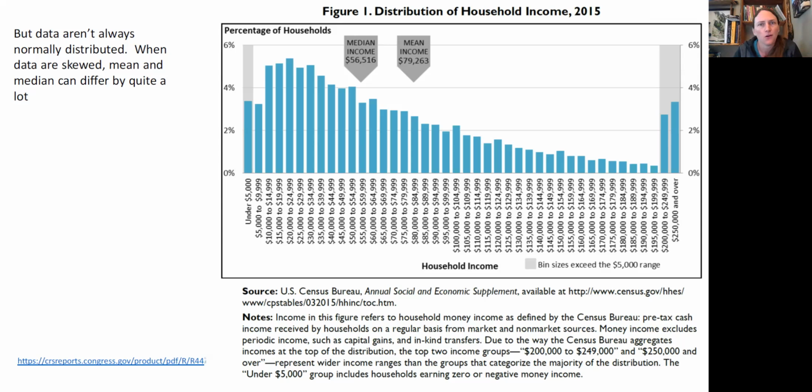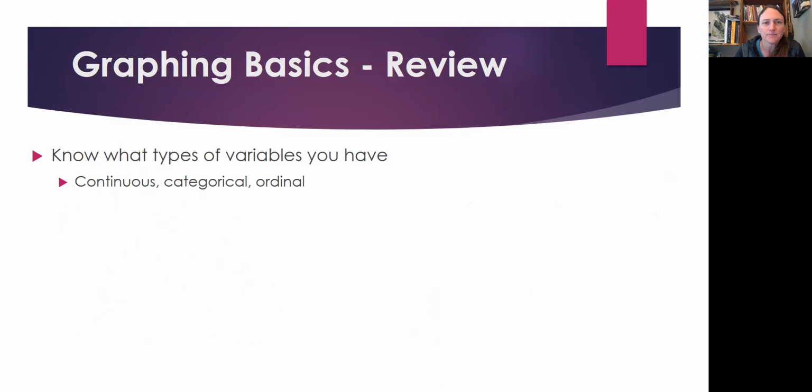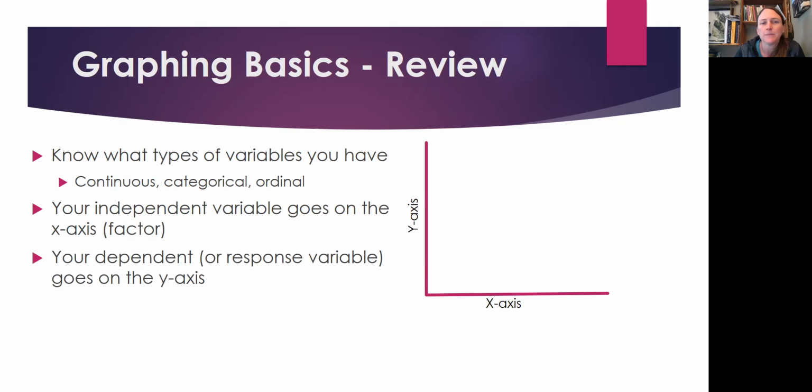And statistics is used all over the place, right? Okay, graphing basics. We're just going to briefly go a little bit further into graphing. Of course, you need to know what kind of variable you have: continuous, categorical, ordinal. You need to know that your independent variable goes on the x-axis and that your dependent or response variable goes on the y-axis. So again, most of the time we're dealing with y values. That's why we're talking about y bar as our statistic. And then your x-axis might be a categorical variable. It might be a continuous variable.